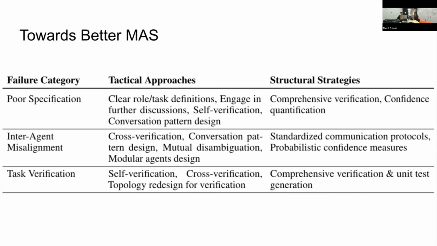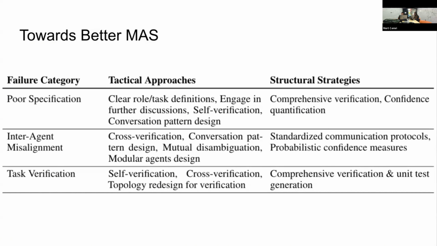Based on the failure modes, we also list some tactical approaches and structural strategies. Tactical approaches are things like improving the network topology of your multi-agent system, or improving the prompts to the agents. So based on the task at hand, you should think about what to do. But structural strategies are more comprehensive changes, like having better verifiers or standardized communication protocols.